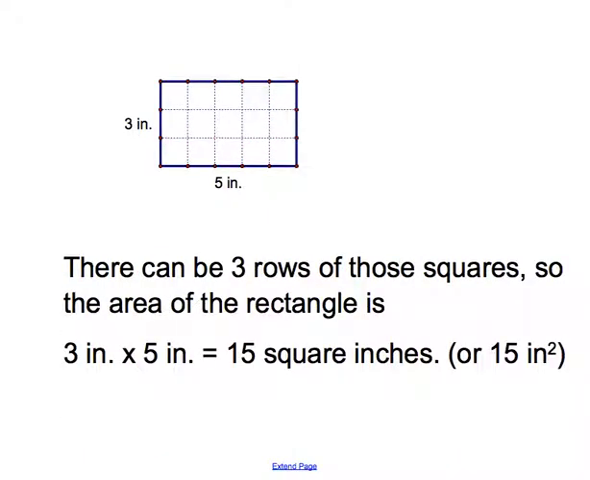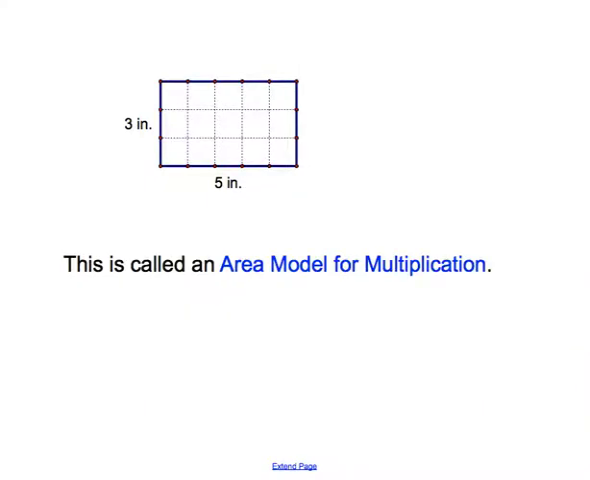There can be 3 rows of those squares, so the area of the rectangle is 3 inches by 5 inches, which is 15 square inches. Notice when we write that, we put the exponent 2 after the abbreviation for inches. So it looks like 15 inches squared. This is called an area model for multiplication.